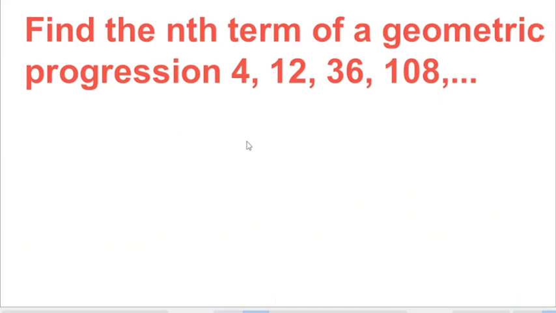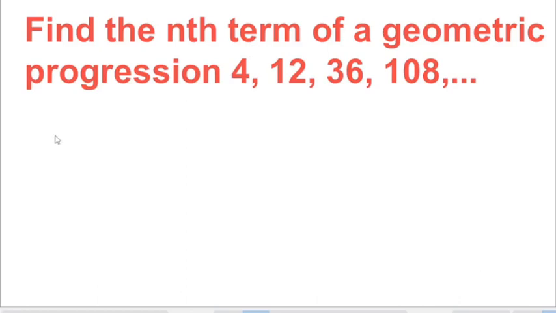So right here with me, I've got a question that is coming from mathematics paper 2. This is a question coming from the topic called sequence and series, specifically geometric progression. The question reads, find the nth term of a geometric progression. This is the sequence that we have: 4, 12, 36 and 108. The question wants us to find the nth term.